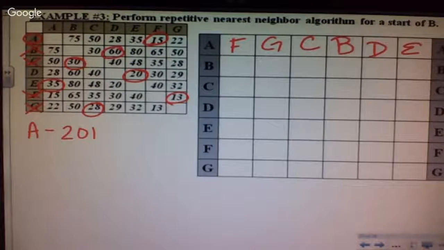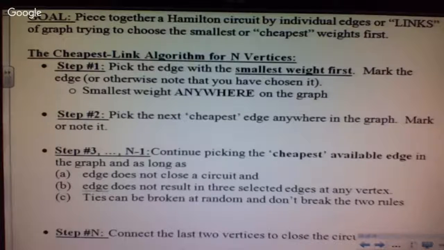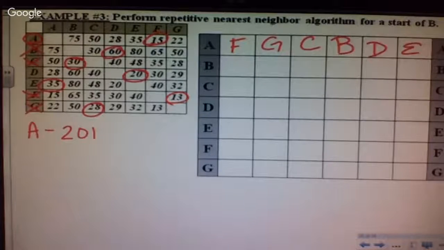So you would then go through this whole process starting at B, C, D, E, F, and G. I'm going to stop here. The rest of that will be your homework. But we do need to go into this last one. Repetitive nearest neighbor will always give you the shortest algorithm. But as you saw in this last problem, you've got to do it way too many times. I'm lazy. I like easy and short.